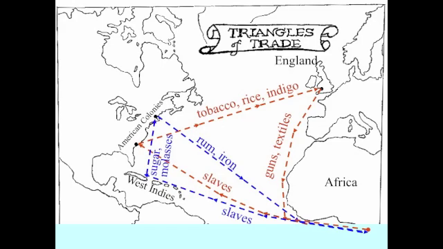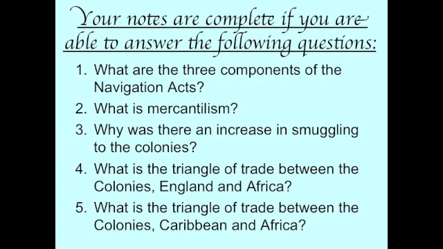Based on your notes, you should be able to answer the following 5 questions. What are the 3 components of the Navigation Acts? Not only should you know those 3 components, but you should also know the basic definition of the Navigation Acts. You should know what mercantilism is, why there was an increase of smuggling in the colonies, the triangular trade between the colonies, England and Africa, and the triangular trade between the colonies, the Caribbean and Africa.